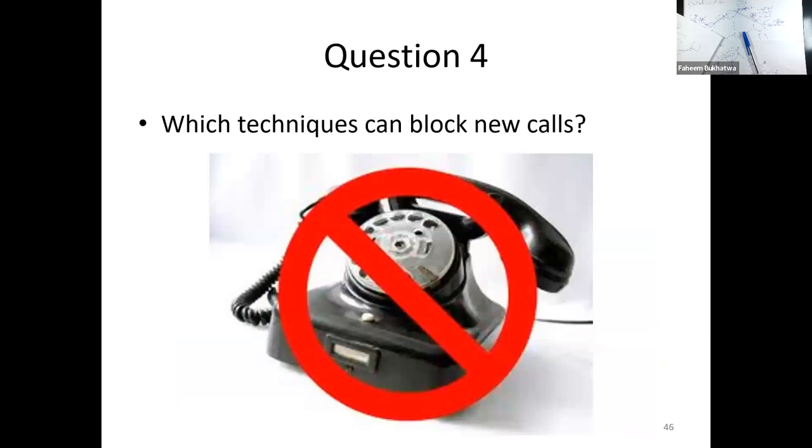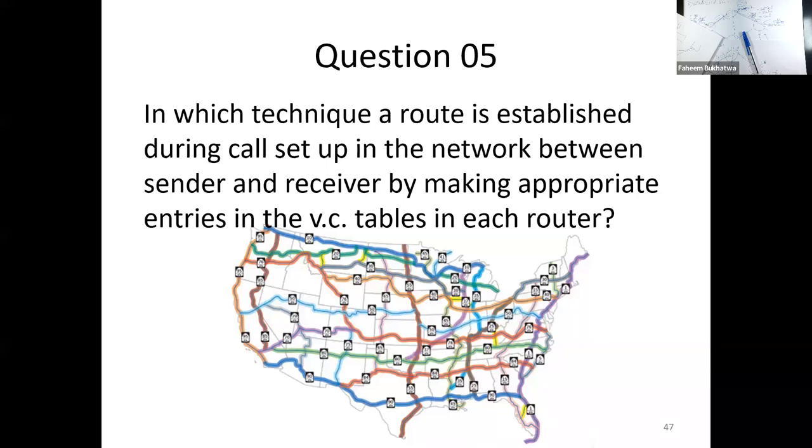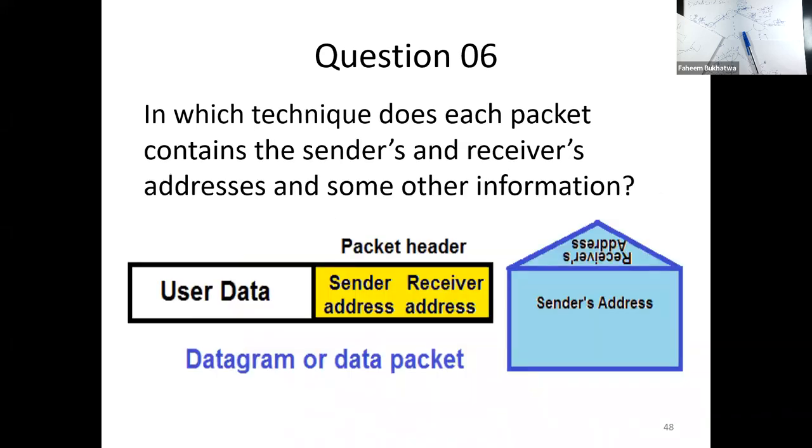Which technique can block new calls? Datagram or virtual circuit? Virtual circuit is the only one. Virtual circuit and circuit switching have the ability to block. You can refuse a call.